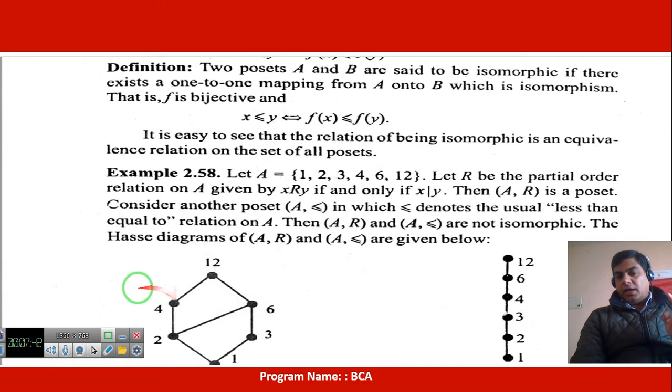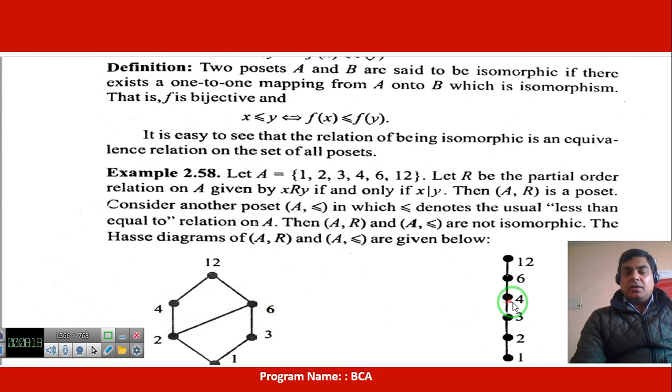So if two elements are related with any relation here, then the same two elements should be related with each other in this also, then we can say they are isomorphic. But in this diagram 4 and 6 are not comparable. Why? Because neither can 4 divide 6, because in this set we are considering a divisibility relation. So neither is 4 divided to 6, nor 6 divided to 4 in integer form. So they are not comparable.